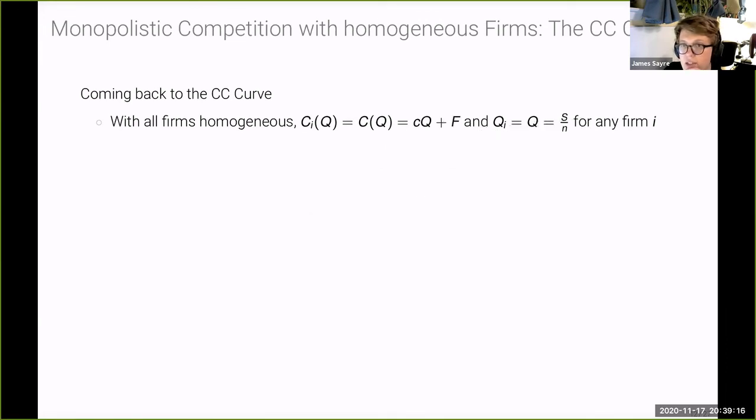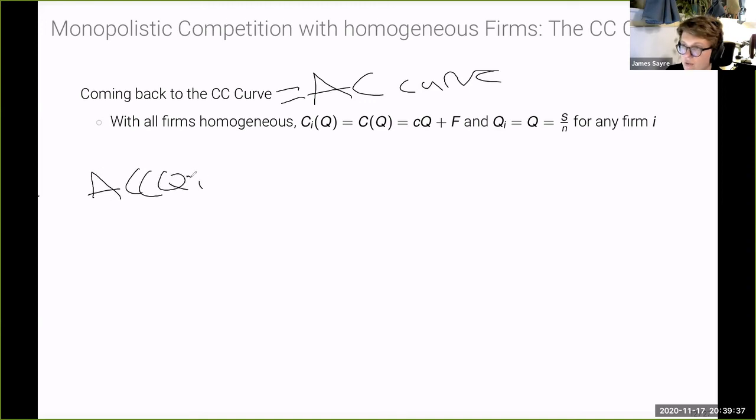So next, let's come back to the CC curve, which I prefer to call the AC curve because it's just the average cost curve. But we'll refer to them interchangeably. So recall that the average cost curve, what did we say that this was earlier? Well, the average cost curve for some firm i was given by c_i plus F_i over q_i.